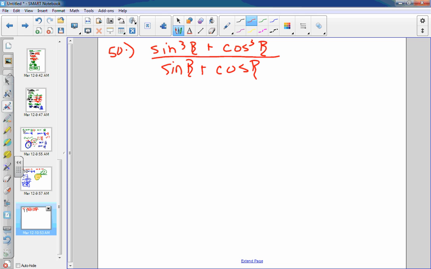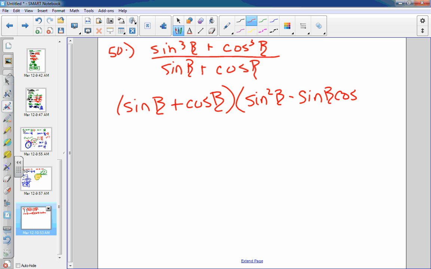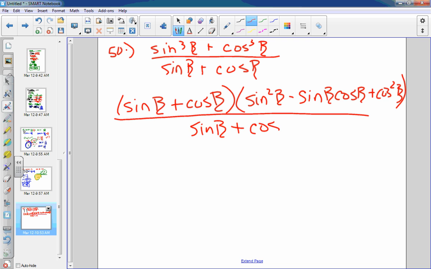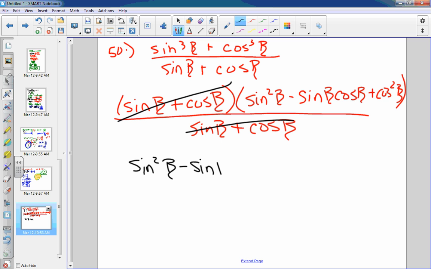Okay, talk to me. So this is going to be the sine of beta plus the cosine of beta times sine squared of beta minus the sine of beta, cosine of beta, plus the cosine squared of beta, all over that junk. It's on your paper. Just apply the formula. I'll have it on your formula sheet, okay? This cancels out, and what I'm left with is sine squared of beta minus sine of beta, cosine of beta, plus cosine squared of beta.